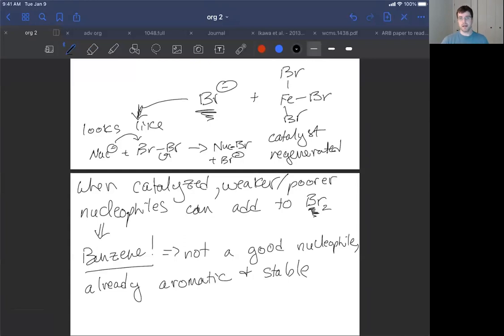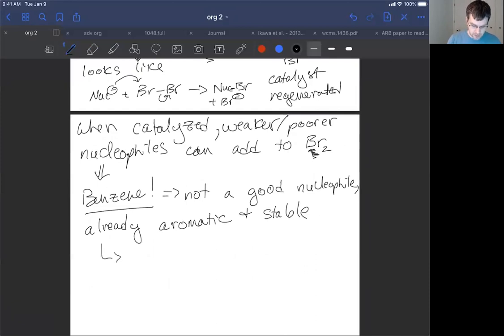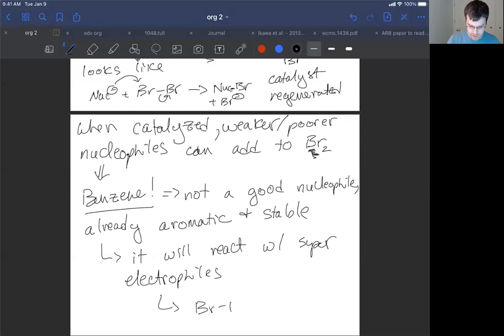Well, it turns out that when that catalyst is present, the electrophile, which is our Br2, becomes really unhappy and really willing to get neutralized by just about anything. Okay. So benzene is, in general, not a good nucleophile, but it will react with super electrophiles. And just so happens one of those examples is our complex Br, Br, Fe, Br, negative, positive.